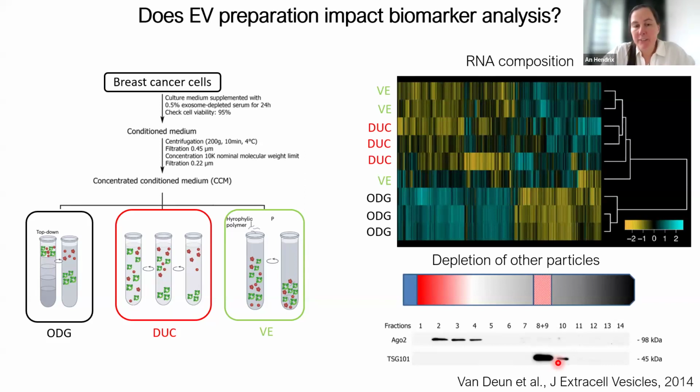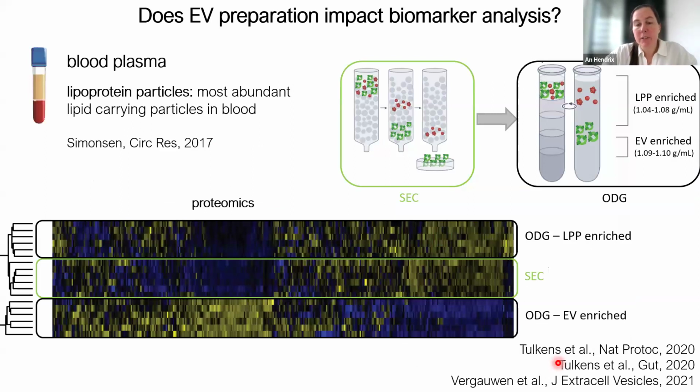This is in a very simple biofluid, conditioned medium, but the same is true if you do biomarker analysis in more complex biofluids such as blood plasma. For example, in blood plasma, lipoprotein particles are very well-known potential contaminants of extracellular vesicles because they partially overlap in size, but also density, with extracellular vesicles. So in this particular case study, we developed a combination of size exclusion chromatography with density gradient centrifugation.